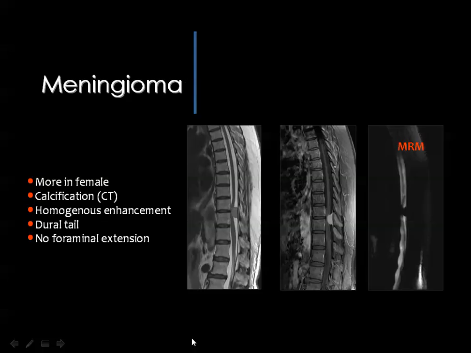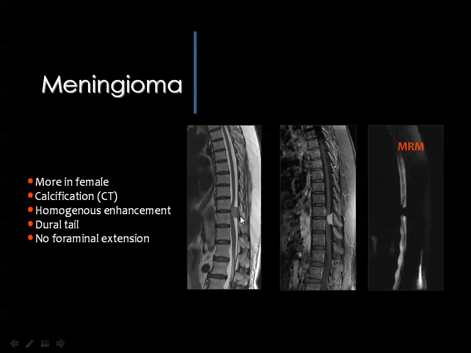Then we came to the meningioma, and meningioma is frequently seen in females. It usually contains calcium. Calcium is usually detected by CT. You know that MRI is less sensitive for calcium detection. Also, meningioma shows homogeneous enhancement. It can show the dural tail, which is not seen in cases of neurofibromas. It does not extend through the neural foramen, and it is less frequently multiple compared to the neurofibromas. In the T2 weighted image, the lesion shows intermediate signal.